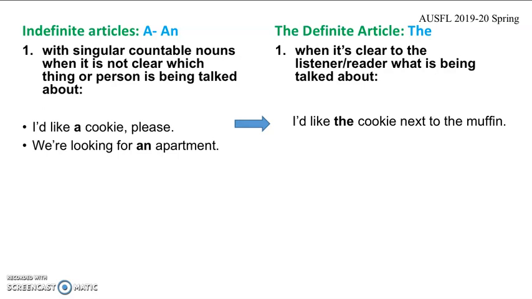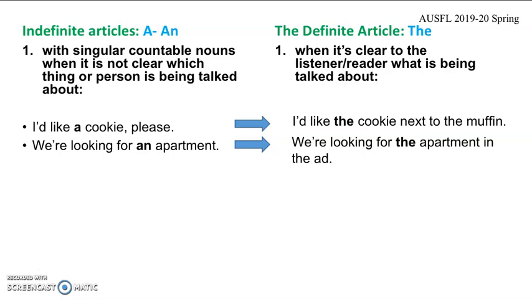I say the cookie because the definite article the is used when it is clear to the listener or reader what is being talked about. Here is another example. We're looking for an apartment. Again, I'm not talking about a specific apartment. I just say we're looking for one apartment in general. We're looking for the apartment in the ad. Here, I'm telling you which exact apartment we're looking for.